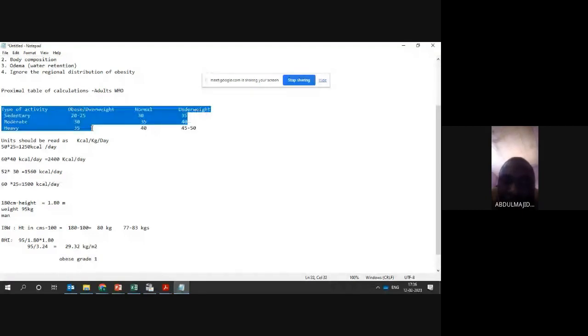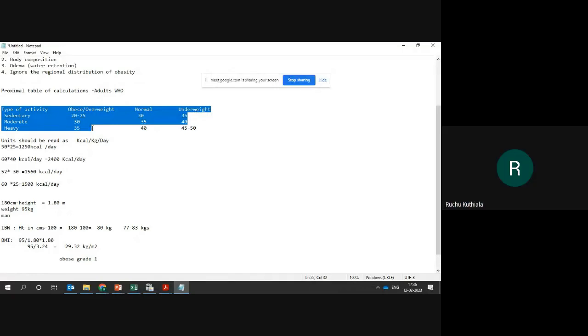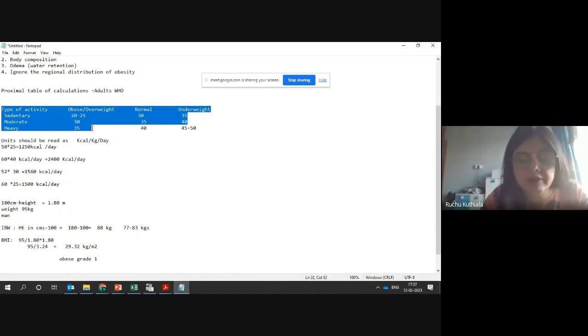Look at the highlight and tell me. Since my client is a moderate worker, that means the activity is moderate. Which factor should I be picking, under obese or overweight? Moderate. I should pick 30, which is under the second cadre, moderate, under obese.